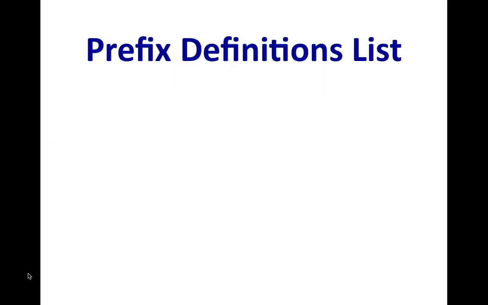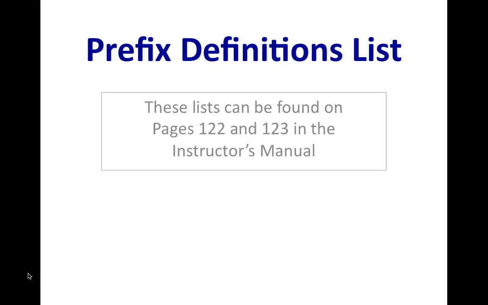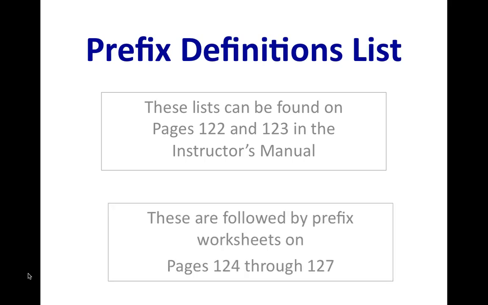As you work with your students on prefixes, you will be using the prefix definitions list found in the appendix section of your manual. The list can be found on pages 122 and 123. They are also in the shared folder. You will want to make copies of these lists for your students as you conduct activities with prefixes. You will also find some prefix worksheets on pages 124 through 127 of the manual.